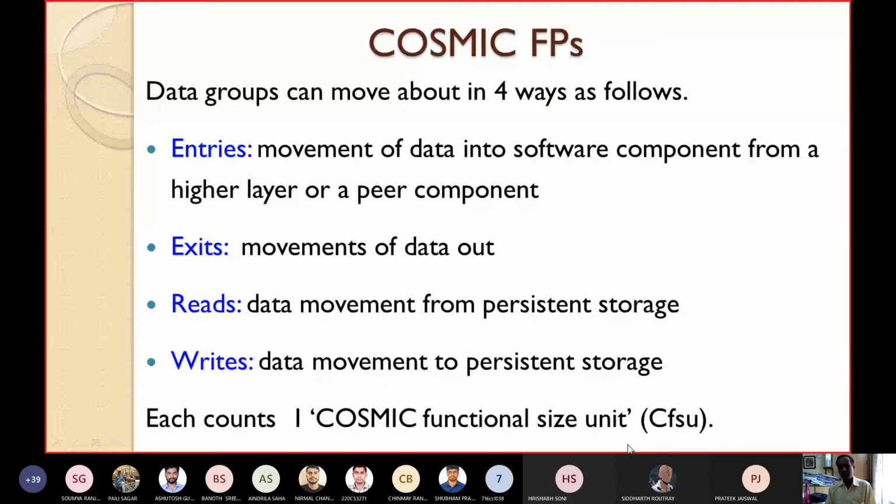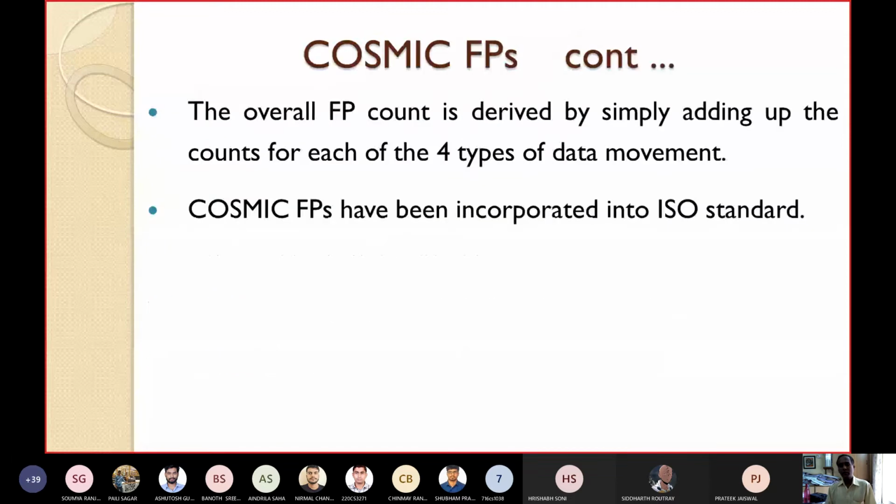Similarly, you see how many such counts are there. Then you can estimate what will be the functional size, or what will be the function points in terms of CFSU, which stands for cosmic functional size unit.